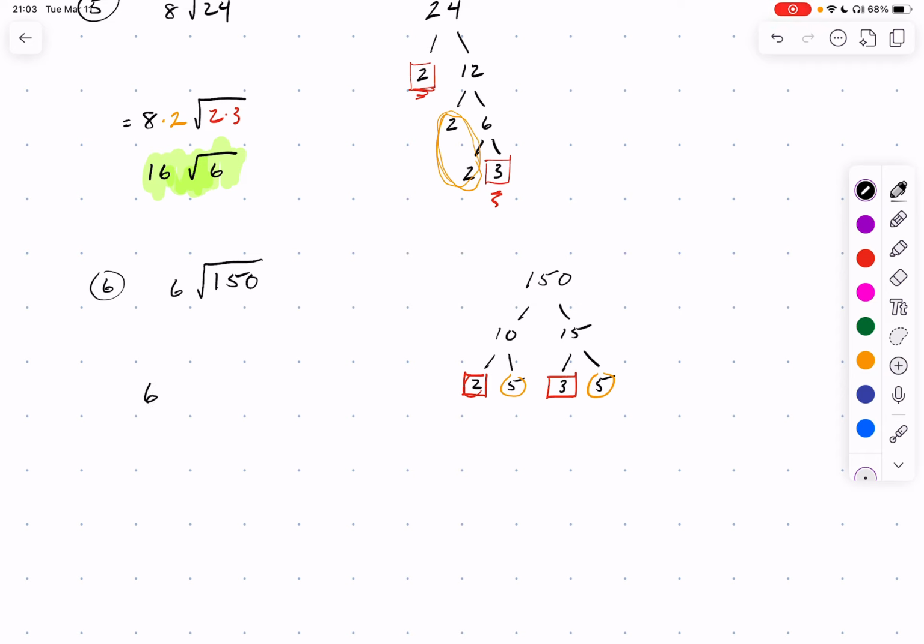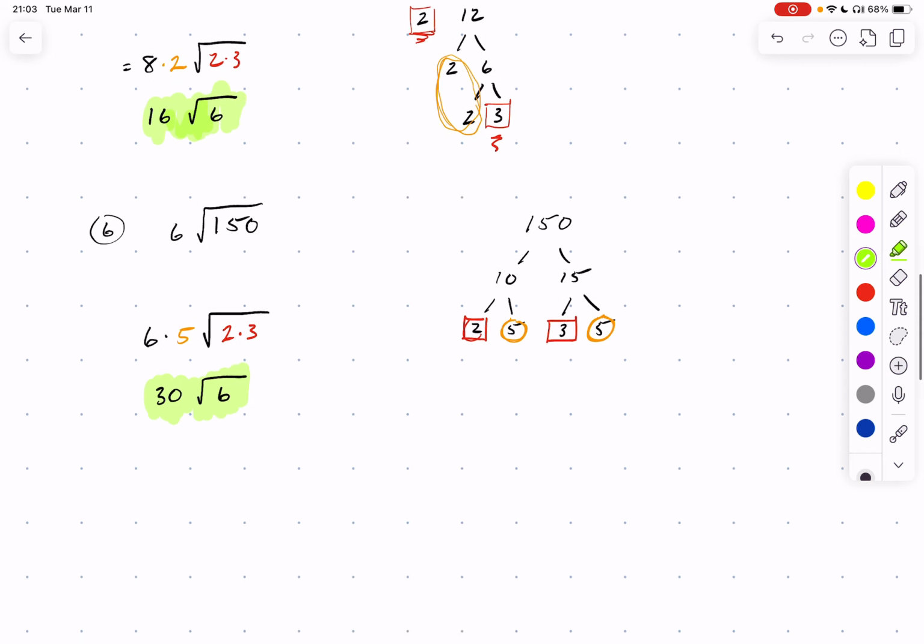So I've got my original 6, and then from my pair of 5's, since I have a pair, I can bring one of them outside the radical. Then I'm left with the 2 and the 3 underneath the radical. Now I can multiply the numbers outside the radical, so I get 30, and then multiply the numbers underneath the radical, so I get 6. So I get 30 times the square root of 6. Okay, so that is how you simplify radicals.